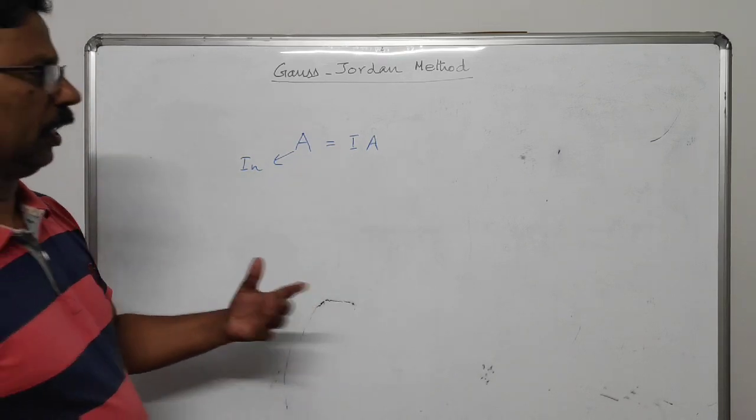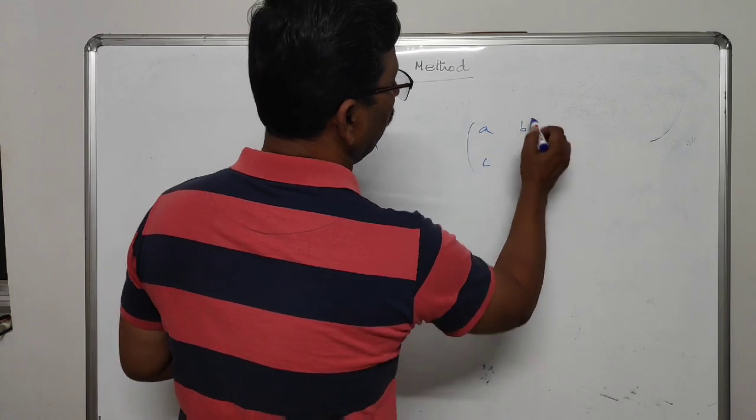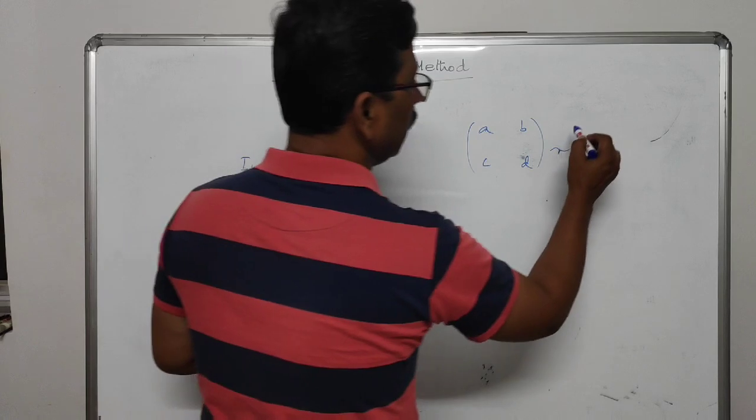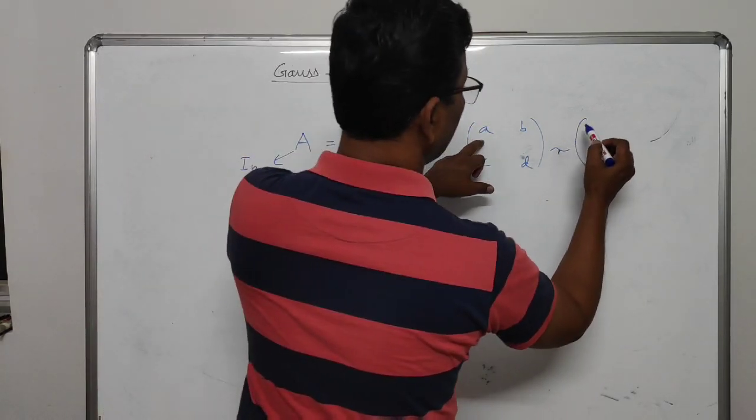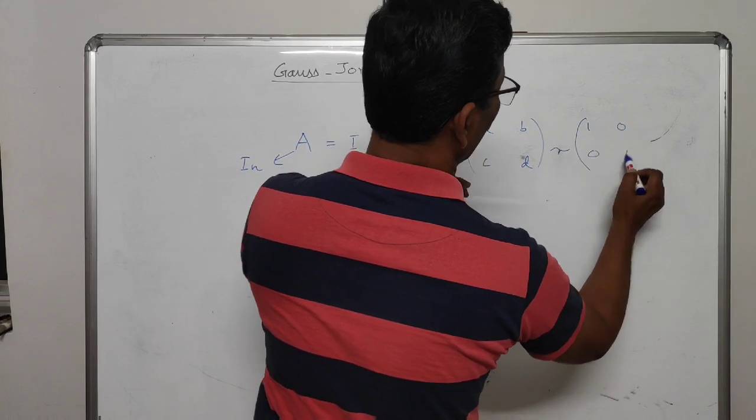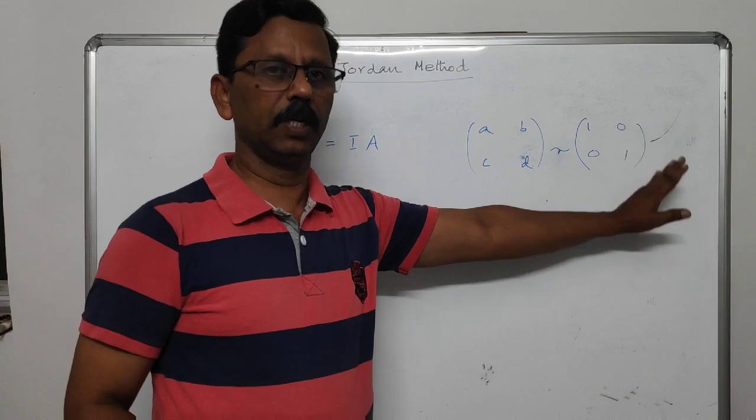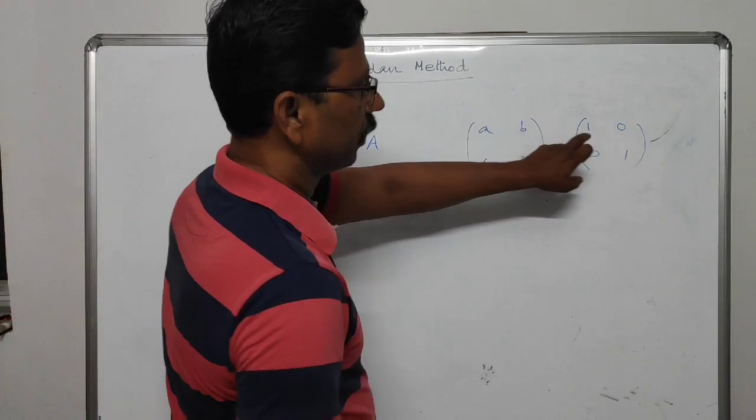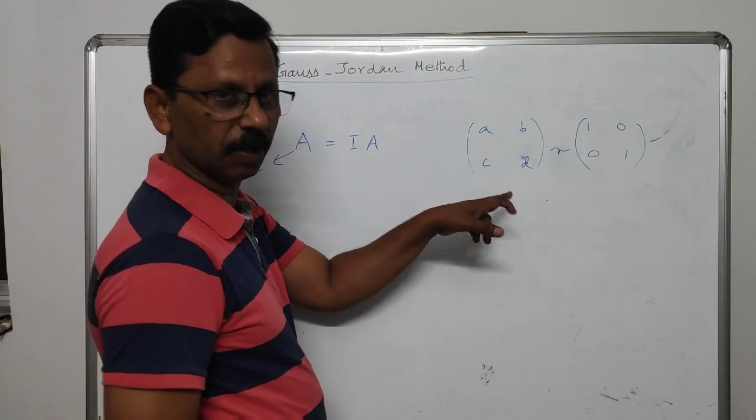Any matrix, suppose you have A, B, C, D, can by using elementary operations be converted into an equivalent matrix. That is, any matrix can be converted into a unit matrix: you have to change this into 1, 0, 0, 1. This matrix is to be converted into a unit matrix or identity matrix, and this can be obtained by using only elementary row transformations.